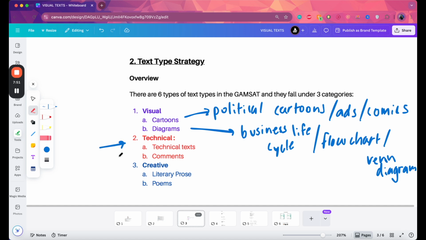I will be focusing on the technical and creative text in the next 2 videos. The next video will talk about technical text, and I'll deep dive into how to break down technical text. And then the video after that, I'll deep dive into how to break down creative text. But today we're going to be focusing mainly on the visual texts.